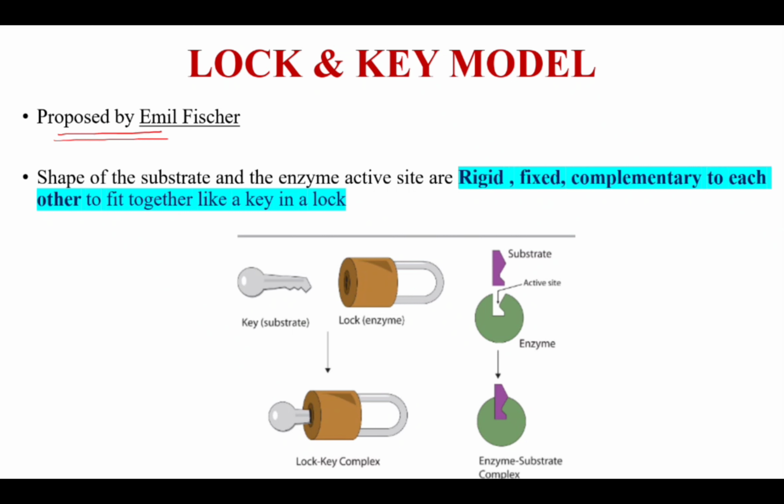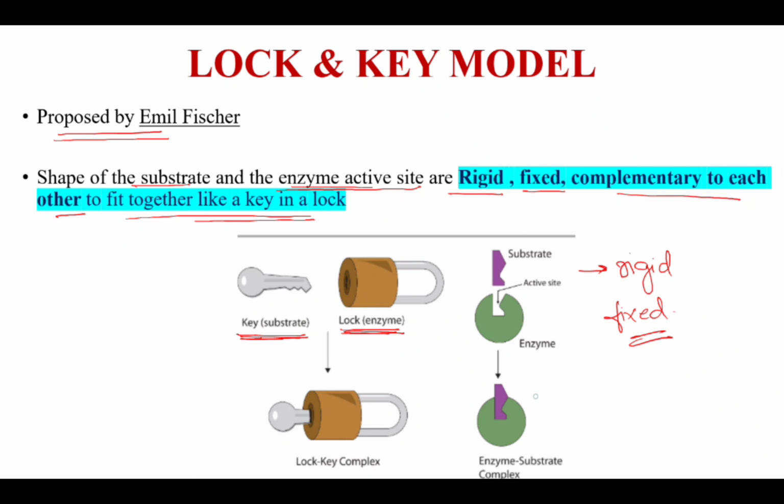This was proposed by Emil Fischer, and in this model it was stated that the shape of the substrate and the enzyme active site are both rigid, fixed, and complementary to each other, fitting together like a key in a lock. The substrate is compared with the key and the enzyme is compared with a lock. Both of them are rigid and fixed in their structures, and they complement each other so that they can bind like a lock and key.